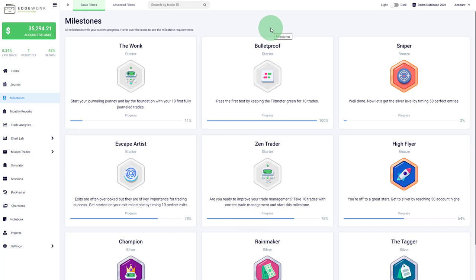For example, if you just want to start using Edgewonk more, you want to have a good trade journaling routine, focus on the Wonk and maybe on the Bulletproof. That will help you already make a good start, because the Wonk helps you focus on journaling in general, and the Bulletproof milestone will help you focus on the mindset, your discipline, and your processes. But of course, you could use the milestones in any way that you feel is right for you.